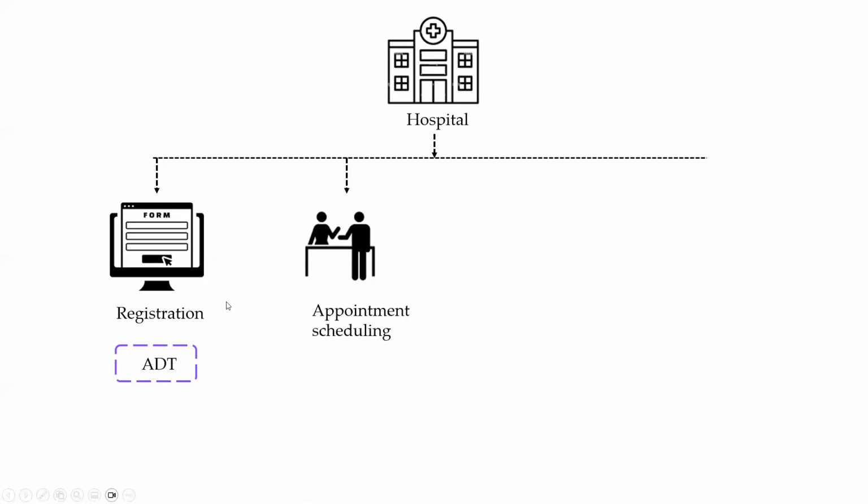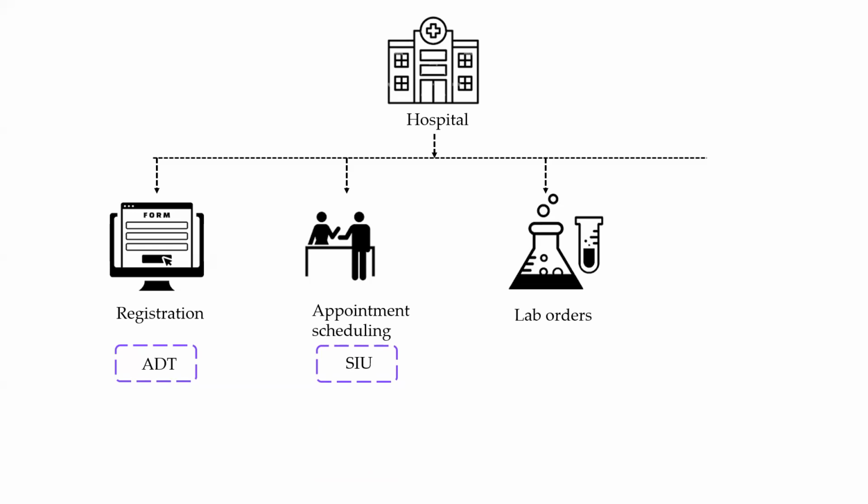Appointment scheduling. Appointment scheduling is for the events which are related to scheduling an appointment. This we call SIU. SIU stands for scheduling information unsolicited. And then you have lab orders. These are represented with the help of ORM and ORU. ORM stands for observation request message. ORU stands for observation result unsolicited.